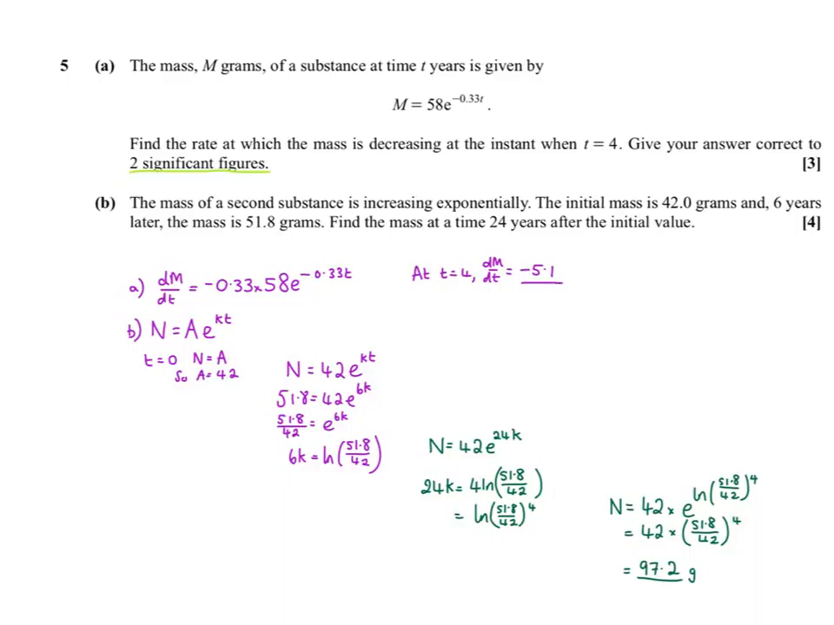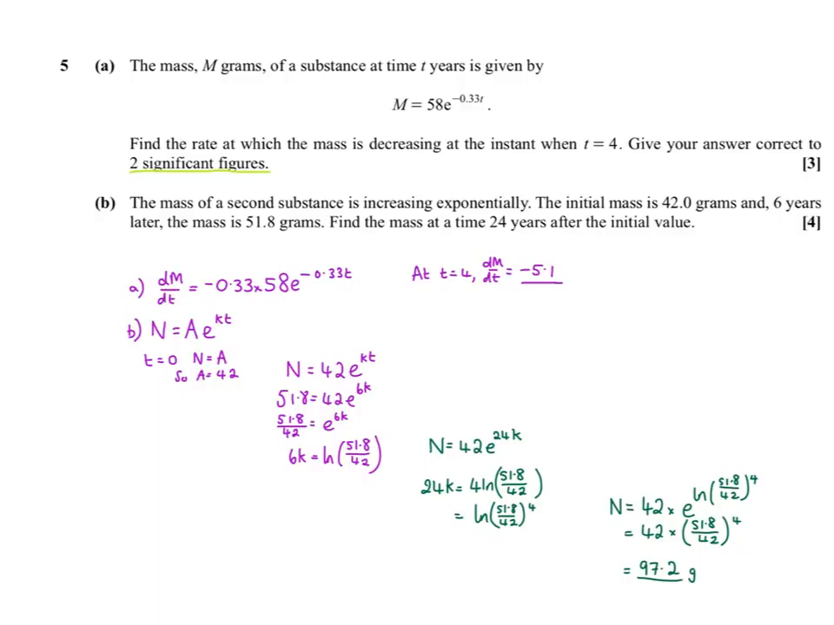So this question involves a rate. When I see rate, I know I need to differentiate with respect to t. So that's my function. When I differentiate, I get 58 e to the power times my power differentiated. I don't need to tidy it up. I'm simply going to substitute in t is 4, putting it carefully into my calculator, answer to two significant figures, minus 5.1.